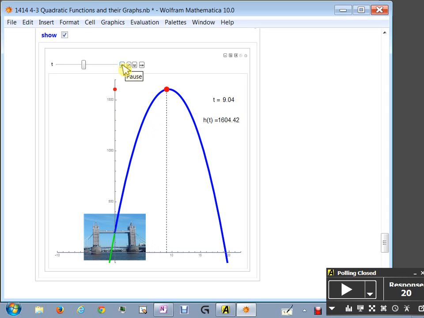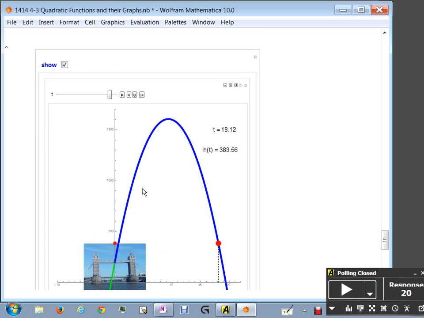So this is actually legitimate accuracy in terms of time. Well, we didn't throw it. So think about this. This was a ball being shot from a 200-foot bridge. So this is 200 feet here. That's a 200-foot bridge, and it's being shot up at 300 feet per second. 300 feet per second, it's moving pretty fast.